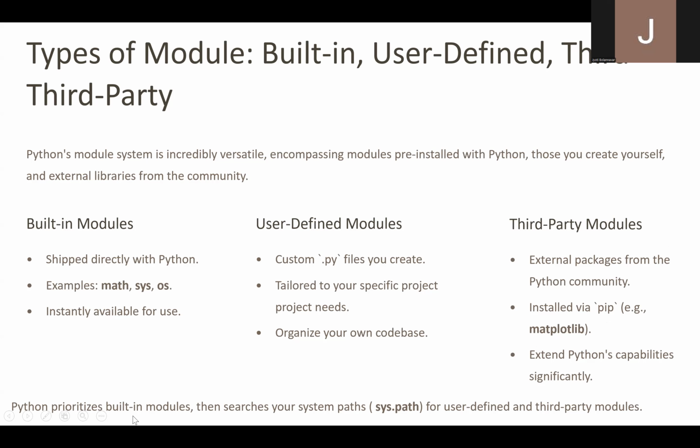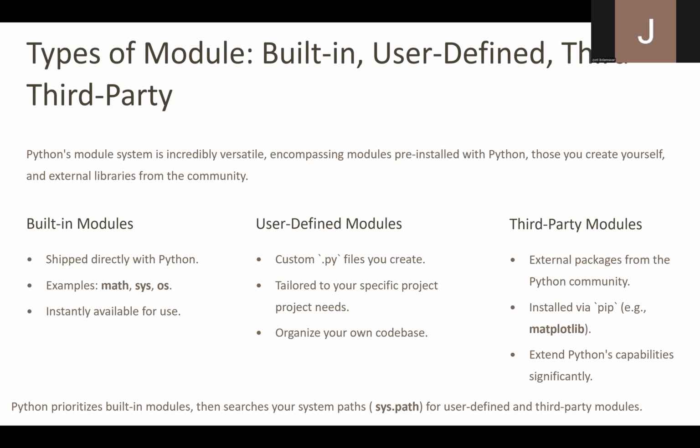Basically, Python prioritizes the built-in modules, then your own system path, that is sys.path, for user-defined and third-party modules. This is regarding the types of modules. Basically, we have three types of modules in Python. One is built-in modules, second one is user-defined, third one is third-party.